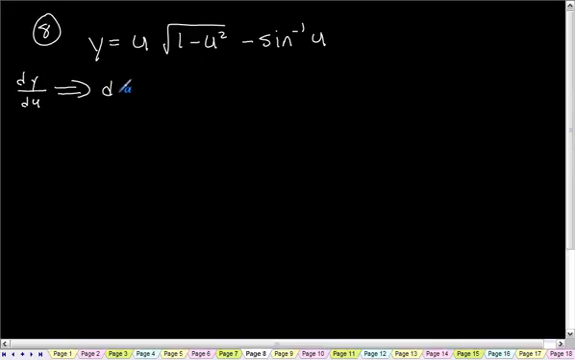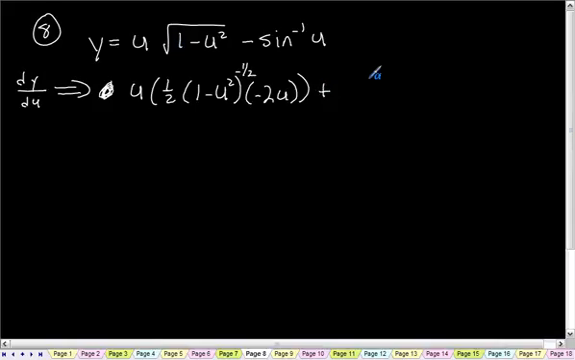So dy/du, this is a product rule. First times the derivative of the second. The derivative of this is 1/2 times (1 minus u squared) to the minus 1/2, because I take 1 away from there, and then I take the derivative of the inside. The derivative of the inside is, bring down the 2, so it's a minus 2u on the inside. That's the first part. First times the derivative of the second, plus the second, which is the radical of 1 minus u squared, times the derivative of the first. The derivative of u is just 1, so that stays the same.